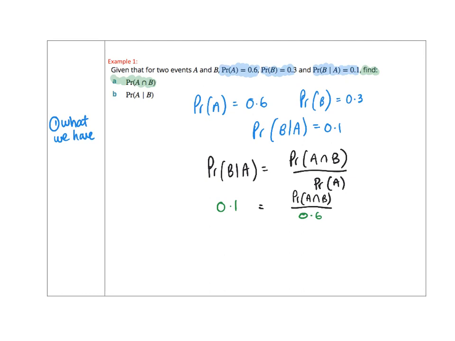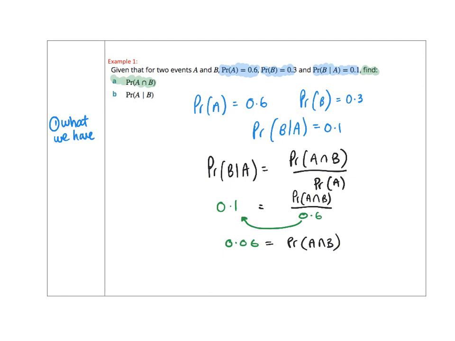So we can rearrange in order to find the probability of both A and B happening. If we multiply both sides by 0.6, that's like saying 0.1, 1 over 10, times 0.6, 6 over 10, is 6 over 100. So we end up with 0.06 is equal to the probability of A and B.